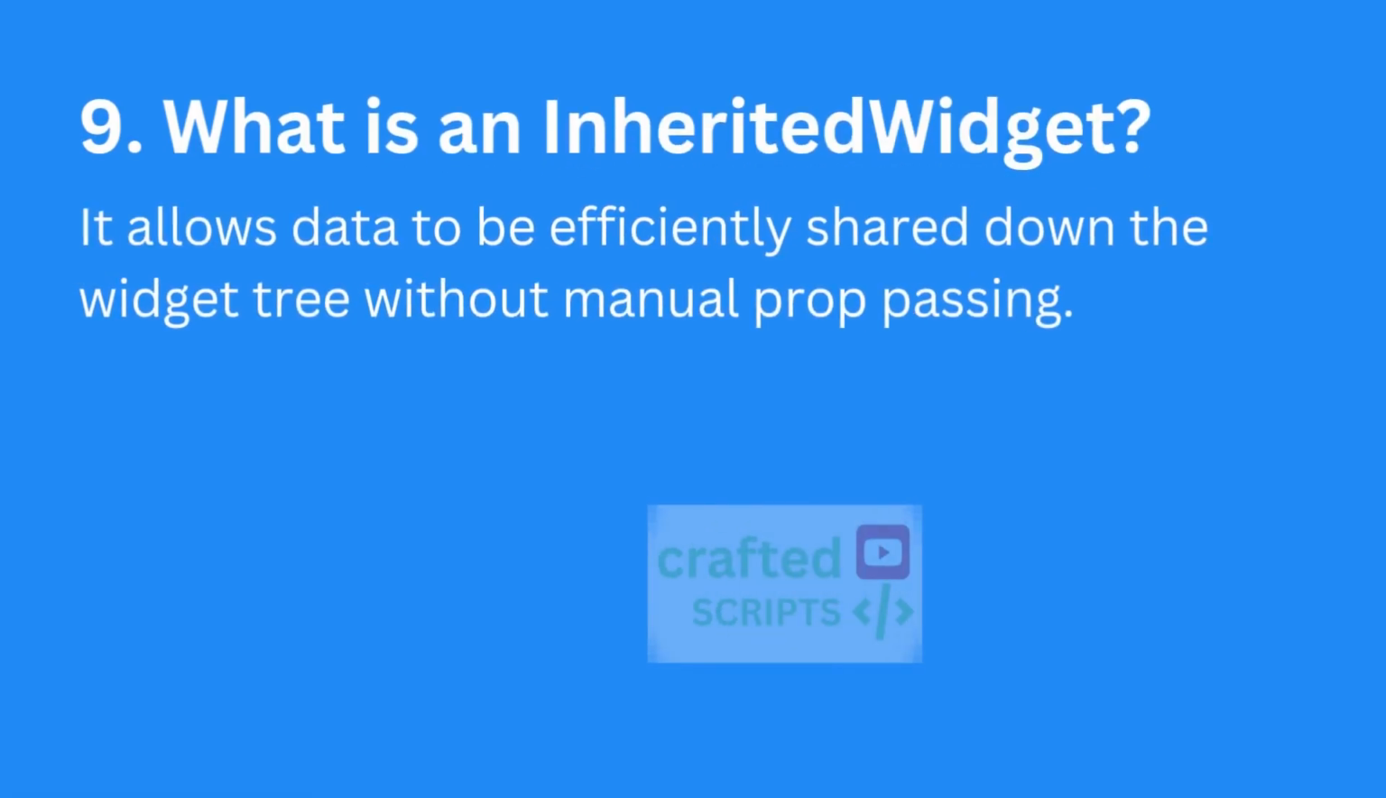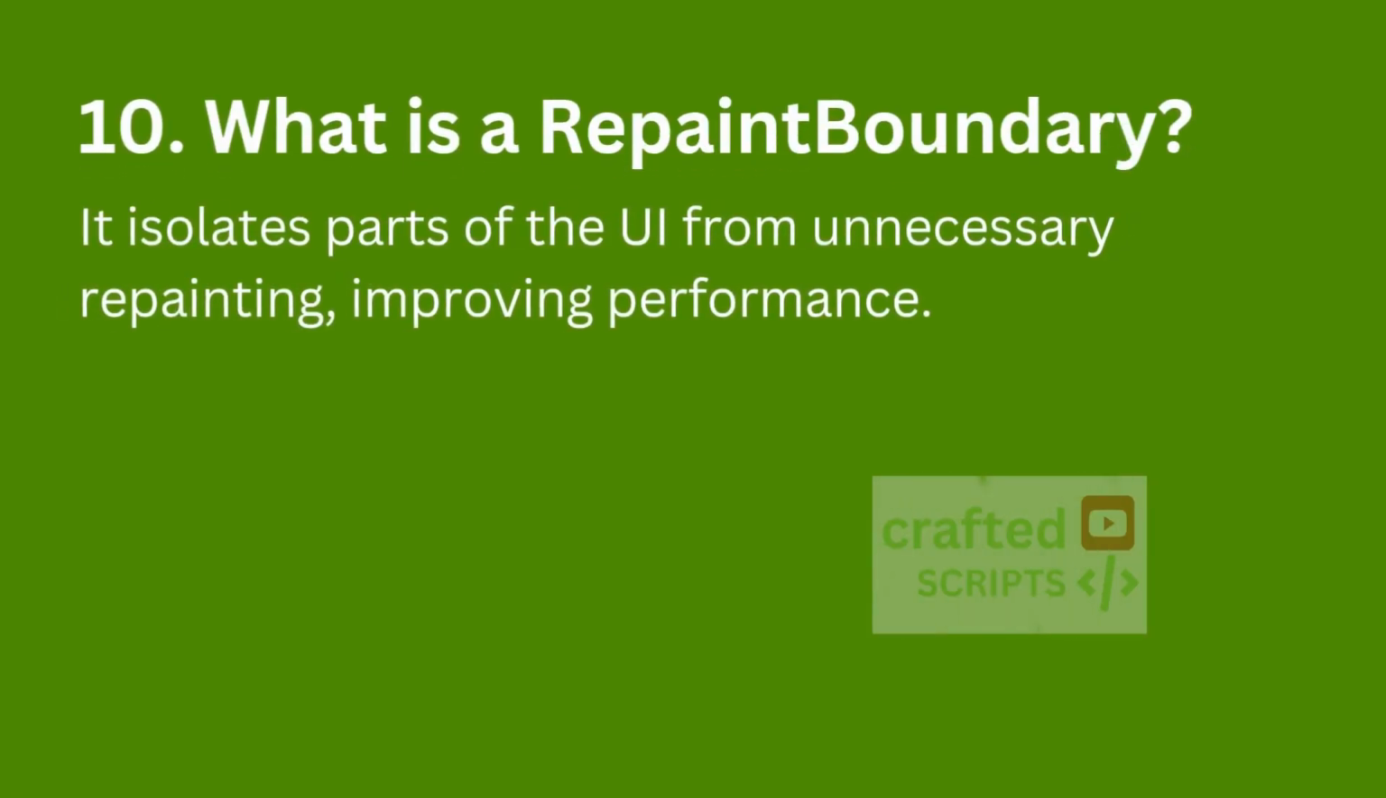Question number 9. What is an InheritedWidget? It allows data to be efficiently shared down the widget tree without manual prop passing. Question number 10. What is a RepaintBoundary? It isolates parts of the UI from unnecessary repainting, improving performance.